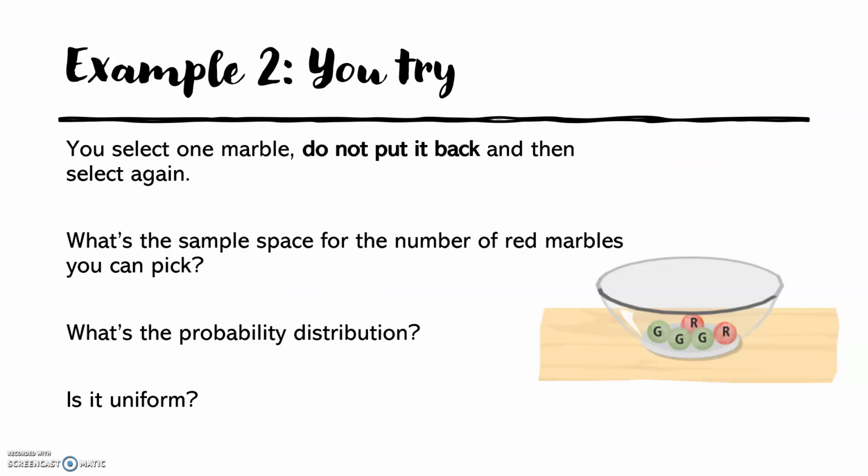All right, if you didn't try the other one on your own, please try this one on your own. The only difference here is that we are not putting the marble back. So our probabilities are going to change along the way. The sample space will stay the same. It'll be 0, 1, or 2 reds. And the probability distribution is what you want to figure out. I will be back in a moment with the answer, so you need to pause so that you can try the problem.